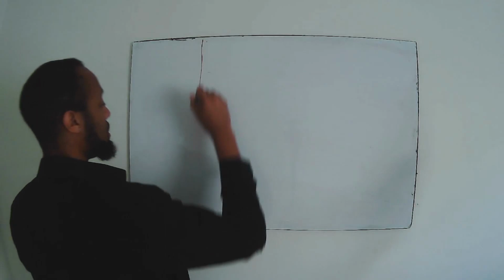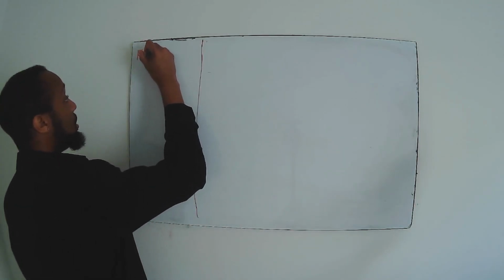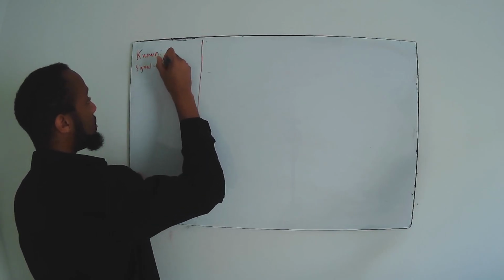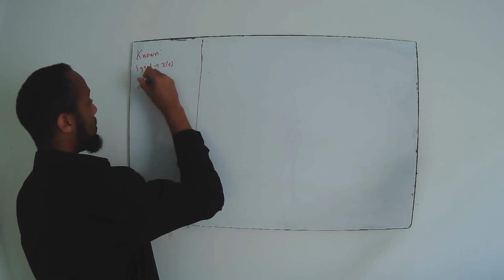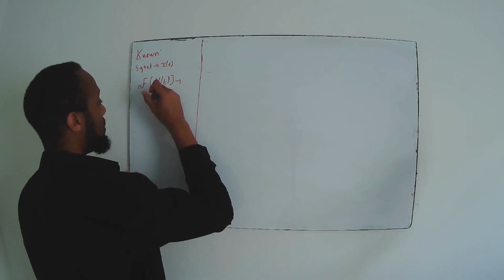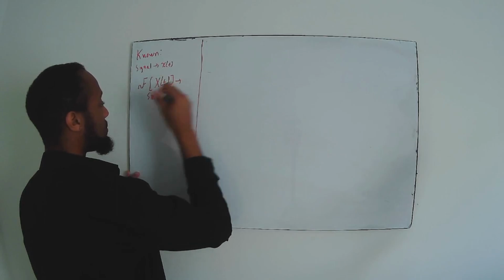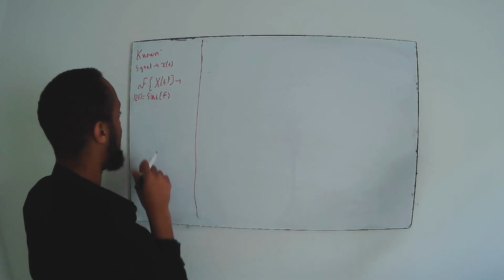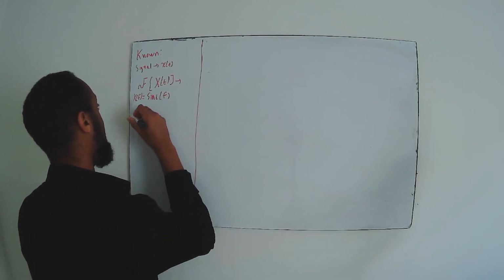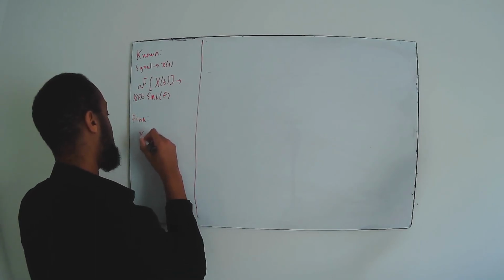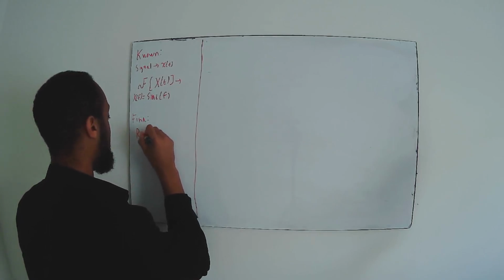Alright, so first let's write down our knowns and what they're asking us. The knowns: we have a signal, and that signal is x(t). We know that the Fourier transform of x(t) is given by sinc of f. So this is equal to X(f), where X(f) is the Fourier transform of x(t) and X(f) is equal to sinc f. And they want us to find the autocorrelation function, so find Rx(t).